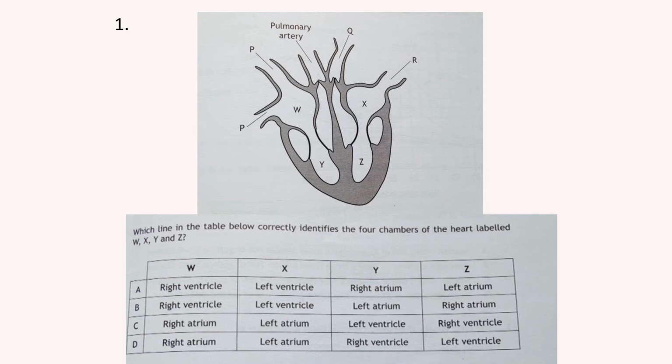So the answer would be that W would be your right atrium. So it's either going to be C or D. And then X we know would be our left atrium, so it's either going to be C or D. And then our Y, because that's next in the table, would be our right ventricle, so it would have to be D. And our Z would be our left ventricle. So well done if you put D. If not, then you need to go watch the video again.